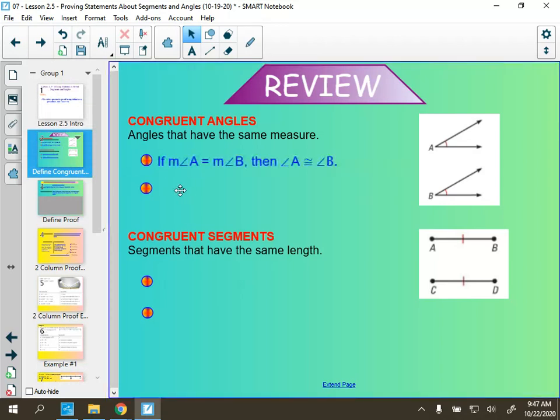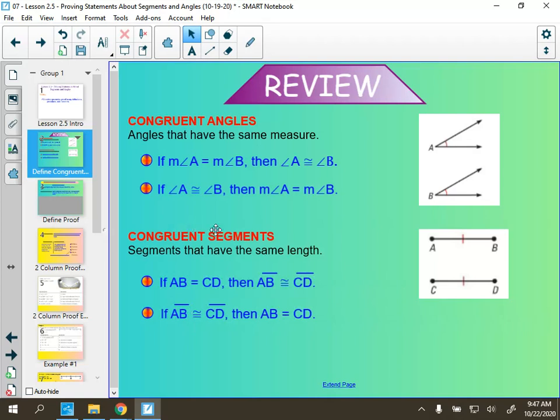We defined earlier in the school year what it meant to be congruent. For the most part, if we think about congruency as same size, same shape, whether we're referring to angles or segments, same size, same shape, that's what congruent means. They have the same size and shape physically.